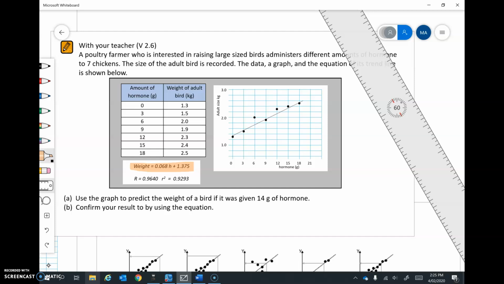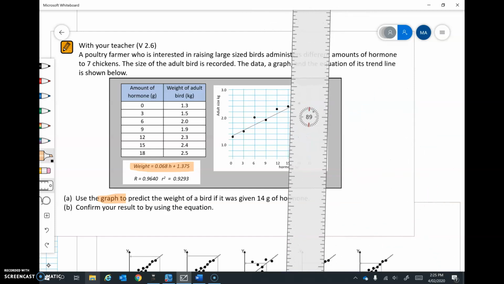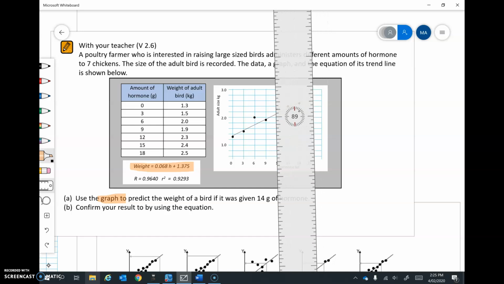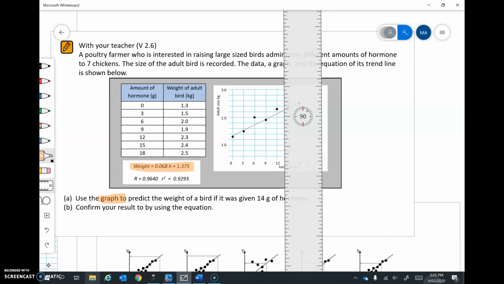So the first one in part A asks us to use the graph to predict the weight of a bird if it was given 14 grams of hormone. So we're going to get the ruler out. We're going to line it up on 14. So this scale's a little tricky. It's not too bad. 12, 13, 14. I reckon 14's right there.